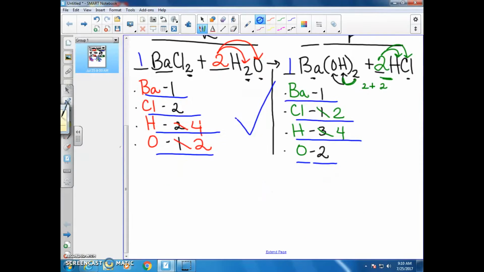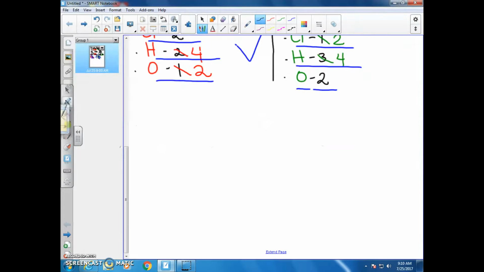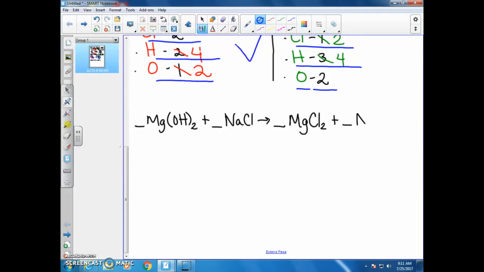Now, that one was pretty easy, pretty simple. So now let's look at another one. Let's use Mg(OH)2 and NaCl, and that will yield for us MgCl2 and NaOH.